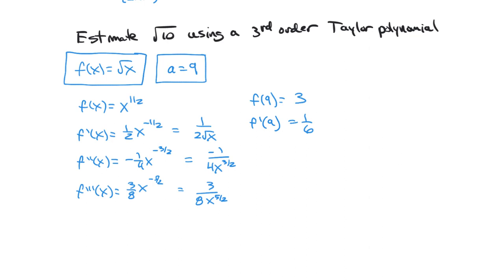And then over here, I'm going to have to plug in 9 here and 9 here. So remember, 9 to the 3/2 is just 9 to the 2/2 times 9 to the 1/2, right? 9 to the 2/2 is just 9. 9 to the 1/2 is the square root of 9. So this is going to be 9 times 3, which is 27. So then we're going to have f double prime of 9 equals negative 1 over 4 times 27, which gives us negative 1/108.